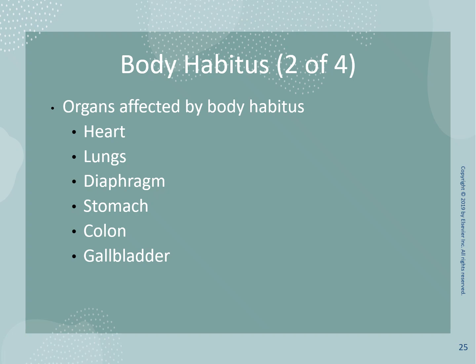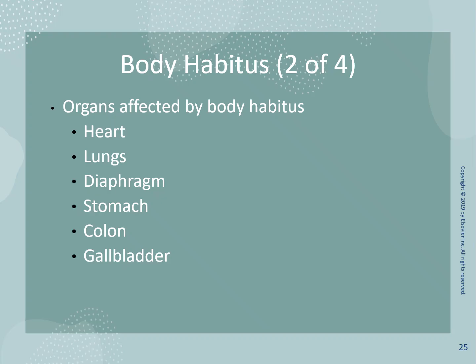The heart is really just vertical displacement. It sits a little bit higher in hypersthenic habitus. Lungs are a little bit longer in asthenic habitus. Lungs are broader in hypersthenic habitus. Okay. The diaphragm raises and lowers similar to the heart. In a hypersthenic habitus, the diaphragm is very high.